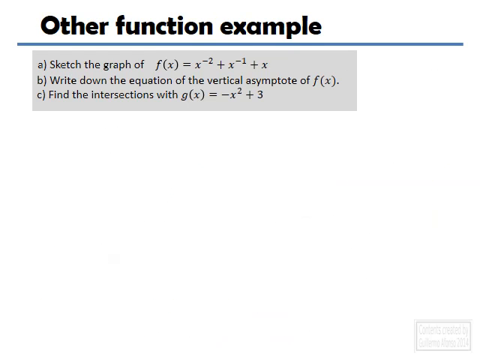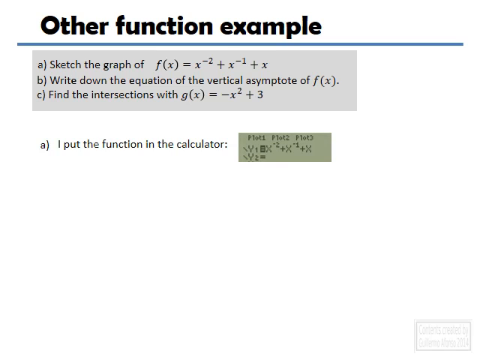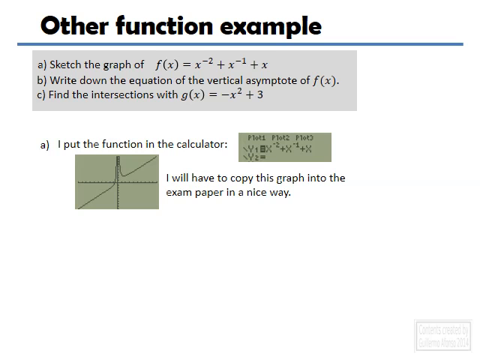Here's an actual exercise. They ask me to sketch the graph of this function, write down the equation of the vertical asymptote, and find intersections with this other function. So I just put the function in the calculator. Again, here you have it. That's in the TI-84. And I plot it. I have the graph in front of me. And I will have to copy the graph into the exam paper in a nice way.